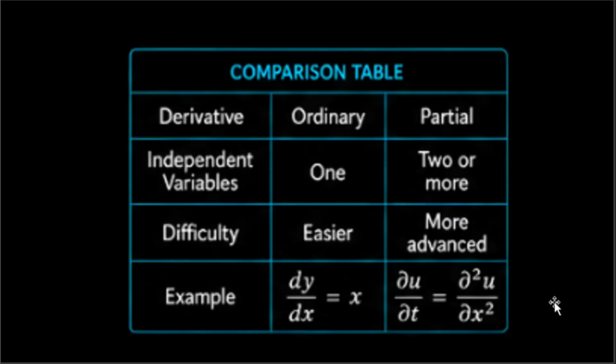Okay, so the comparison. So we have here the summary of all of the differences of the two types of differential equation. So for ordinary, it has only one independent variable. For partial, two or more. Difficulty in solving, so ordinary is easier, partial is more advanced. So the example, as you can see here, the expression for ordinary differential equation is d, while for partial is this expression, which is somewhat of a script d, no?